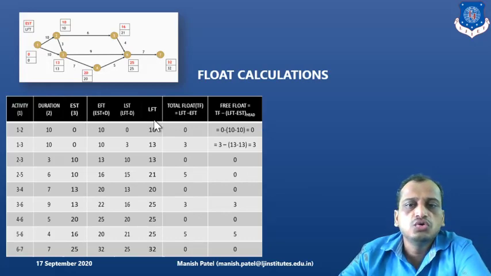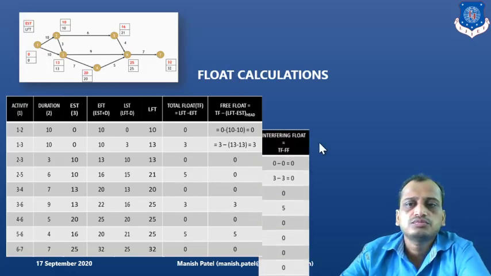Remember this. So LFT here and EST of which? Of the head event. What is the head event here? 2 is the head event. Now where is 2 here? 2 is here. So 10 minus 10 is 0. So 0 minus 0 is 0. Same way, second, what is the head event here? 3. What is LFT and EST? 13. So 13 minus 13 is again 0. So 3 minus 0 is 3. So here we have found out the free float.